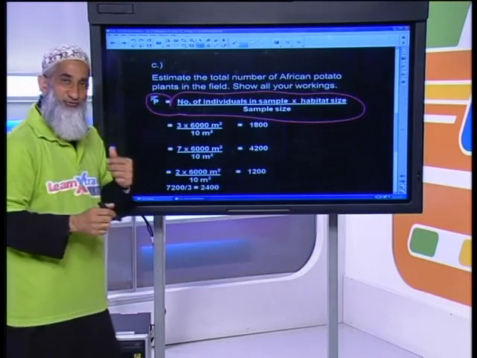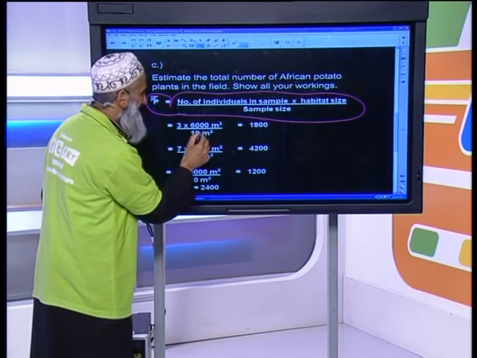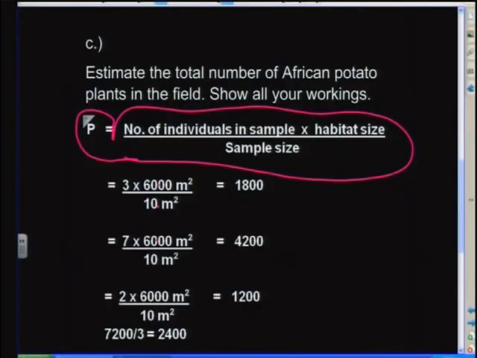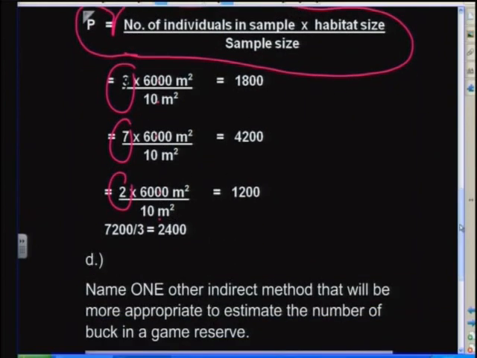And as I told you earlier, these two numbers, 6,010 meters squared, will not change because that is the size of the sample. These numbers change: 3, 7, 2. You have your calculators, you can work it out, you can test me when I'm doing the right thing. 3 times 6 divided by 10 gives you 1,800, 7 times 6, 4,200, 2 times 6, 1,200.